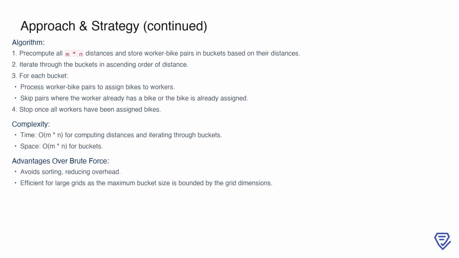The bucket sort approach significantly improves efficiency. The time complexity is reduced to O(m*n), as we avoid the expensive sorting step, and the space complexity remains O(m*n), as we still store all pairs but in a structured, bucket format. This method is especially advantageous for large grids, as the maximum number of buckets is bounded by the grid dimensions.